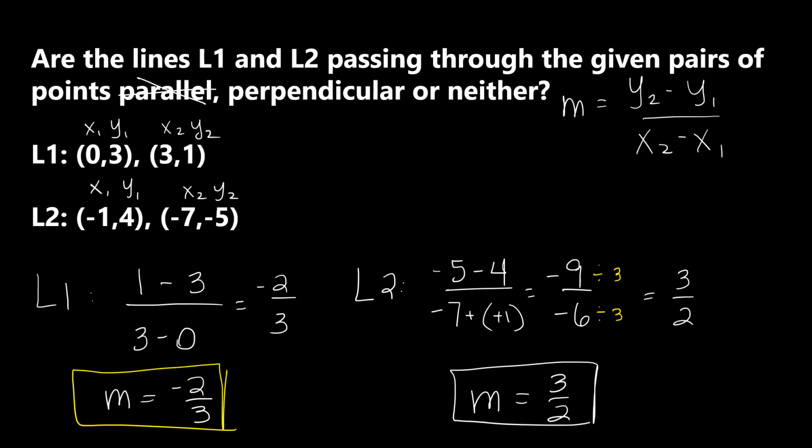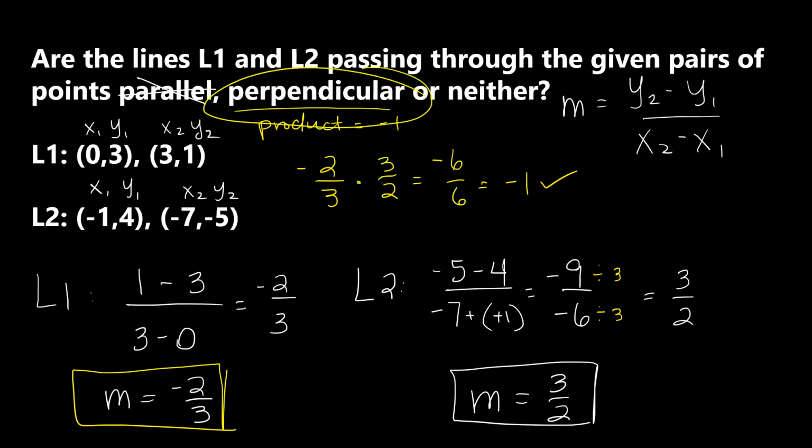To be sure though, remember perpendicular means that the slopes have a product equal to negative 1. So if I take negative 2/3 and multiply it by 3/2, I should get negative 1. And if I do, I can guarantee that the lines are perpendicular. So negative 2 times 3 gives me a negative 6. 3 times 2 gives me 6. Negative 6 divided by 6 gives me a negative 1. And as I can see, these two pairs of points give me two lines that are in fact perpendicular.